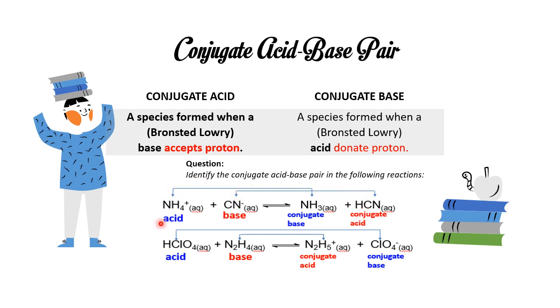Same for here, the conjugate base is formed from the acid, the Bronsted-Lowry acid. The Bronsted-Lowry acid donates a proton, it becomes NH3. So this is the conjugate base. When the question asks about conjugate acid or conjugate base, it always refers to the product. Be careful.